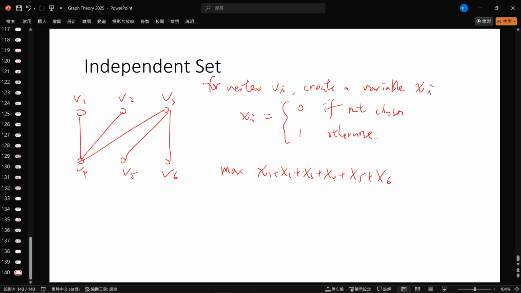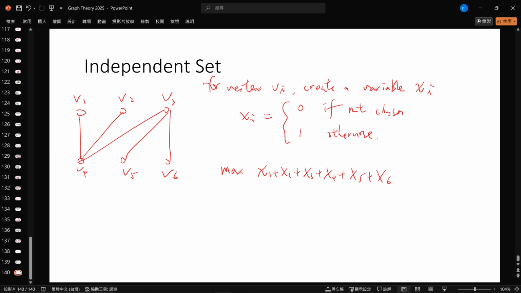So the idea is basically identical to the one for matching. In matching, we want to maximize the number of edges in the matching, so we maximize the variables. But for matching, the variables are associated with edges, while this time we consider vertices. So next, the constraints.